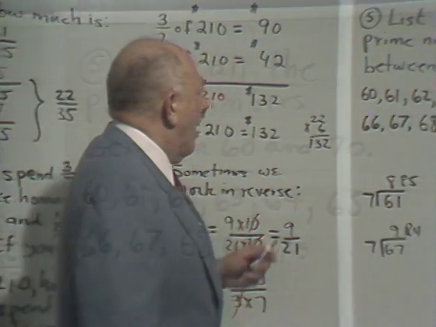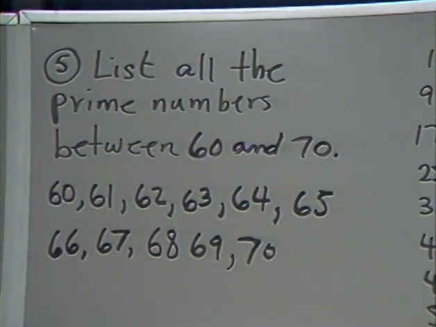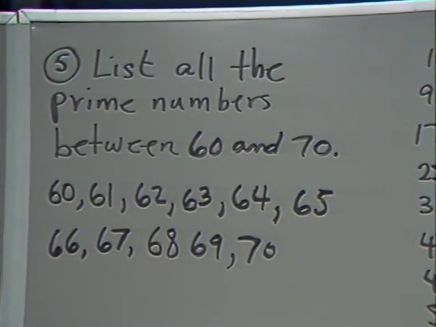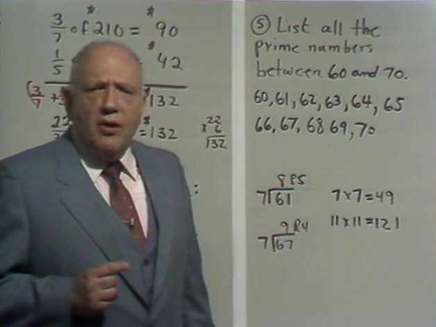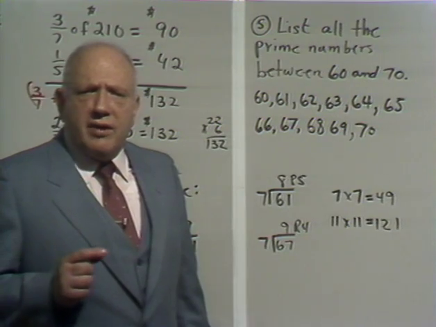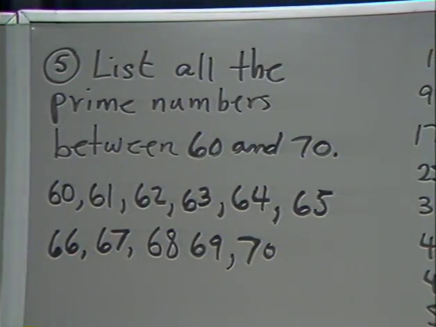Now, here's a lengthy problem, but again, it's just to show you how even in modern times, certain problems are still hard to solve. And secondly, I wanted to show you in a computer age what kind of problems the computer does the best. See, we're looking in this course for prime numbers because that's how we find least common multiples. So problem number 5 says, list all the prime numbers between 60 and 70.